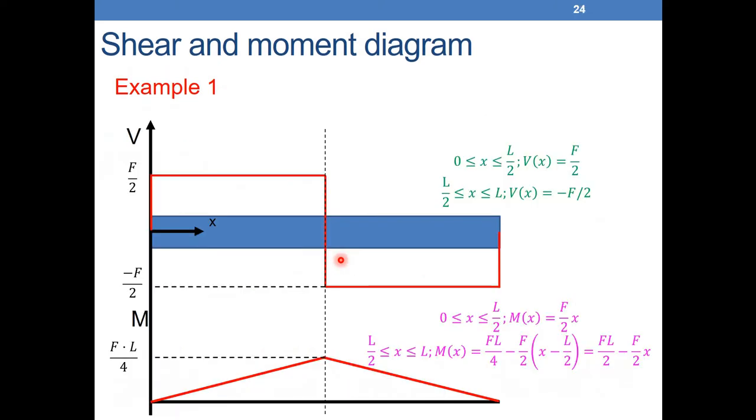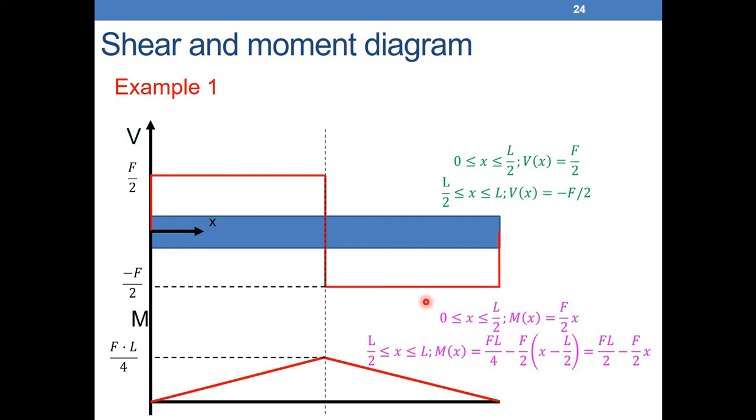So it's the same problem that we did before. Here we did the opposite. Directly we found this diagram and we found this diagram. And after that, we can derive the equations from the diagram. We can see that here is constant F over 2, here is constant minus F over 2. Here is linear going from 0 to FL over 4. So we can directly find F over 2 times x. So at L over 2 it is equal to FL over 4.